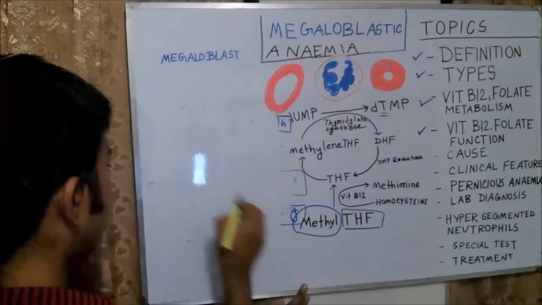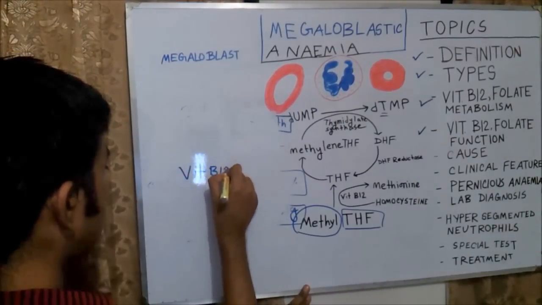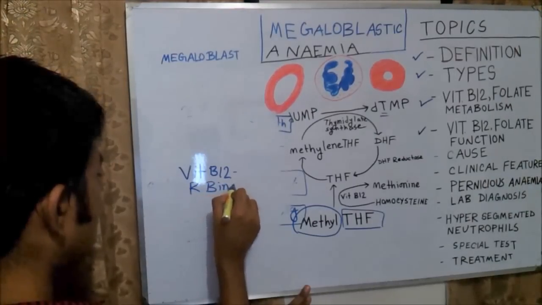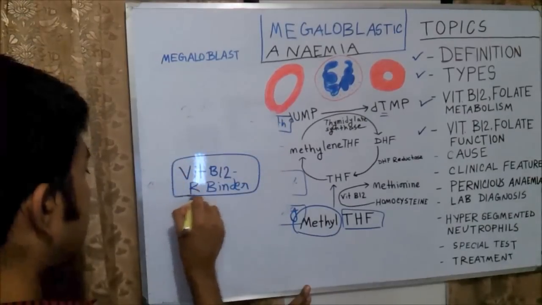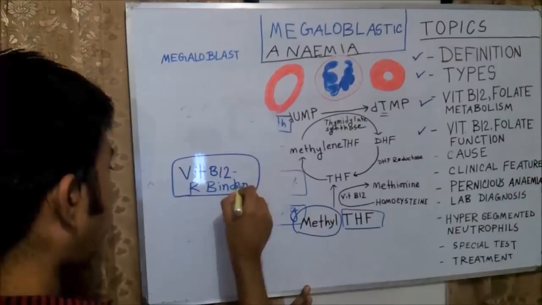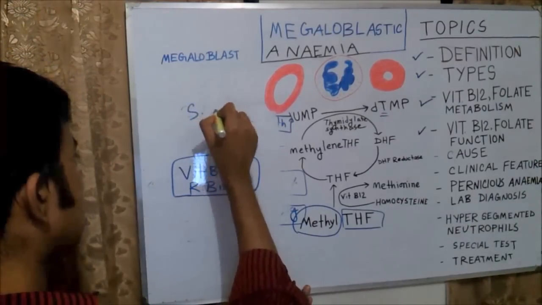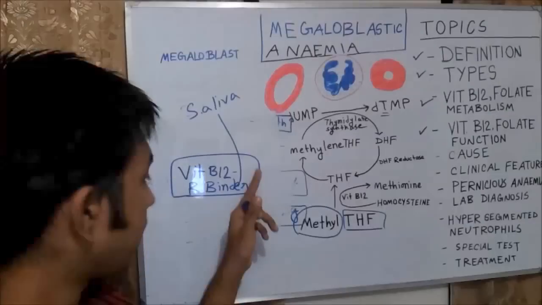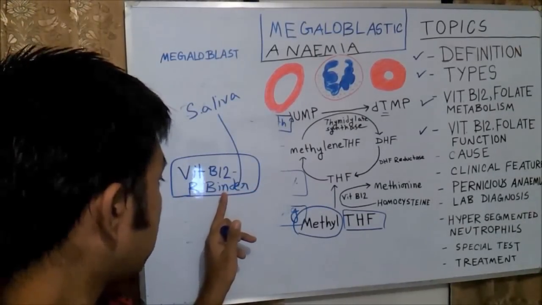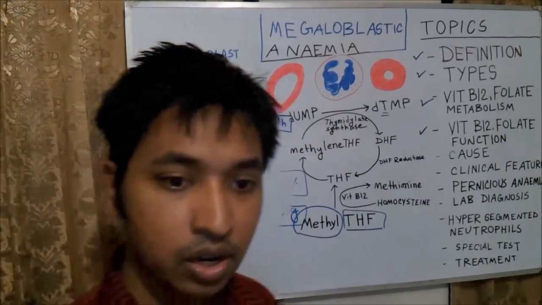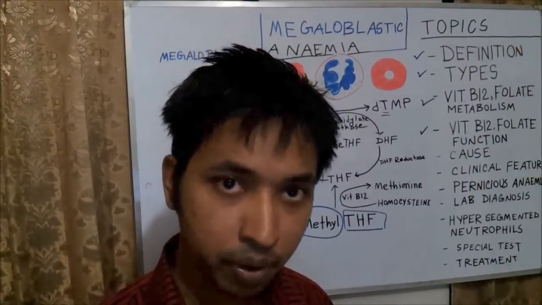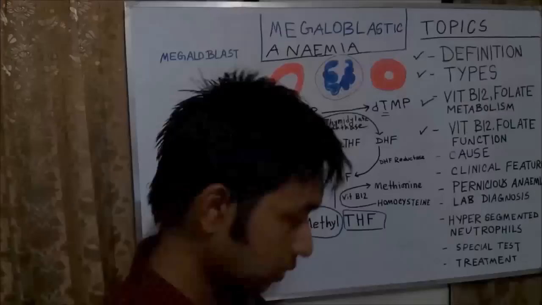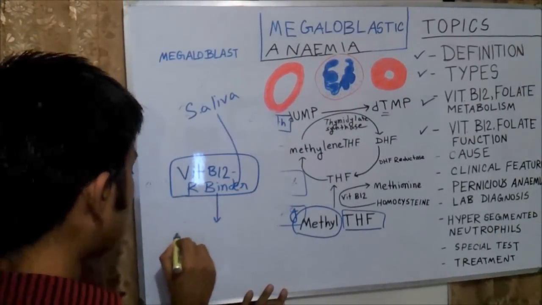So what will happen? Vitamin B12 will bind with a protein known as R binder. You have to know this name, R binder, and they will make a complex. Remember, R binder is a protein that is made in the salivary gland. From the salivary gland, that R binder comes to the stomach, and in the stomach, when the hydrochloric acid is breaking down the food particles into smaller parts and releasing vitamin B12, the R binder binds with vitamin B12. Then this complex will go to the intestine.